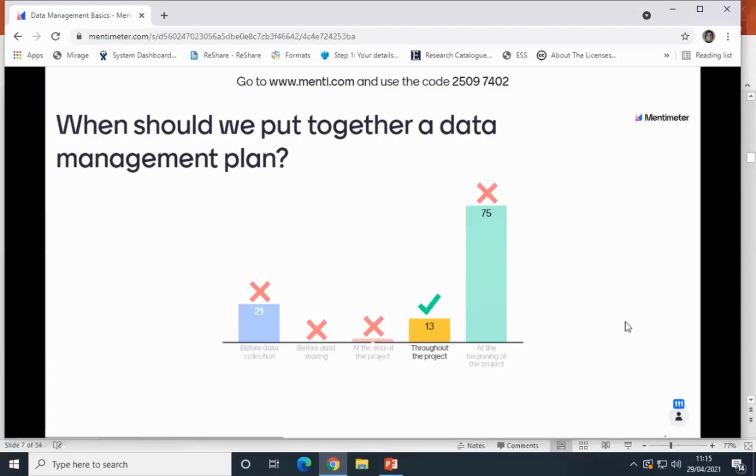However, I selected throughout the project because, as you know, the data management plan should be a living document, and should be put together at the beginning of the project. However, it should also be maintained throughout the project. So if you selected both at the beginning of the project and throughout the project, very well done. Before data collection would not be a very good idea, because we need to identify certain key aspects of data management in the very beginning of the project, and not leave it until we think about data collection.